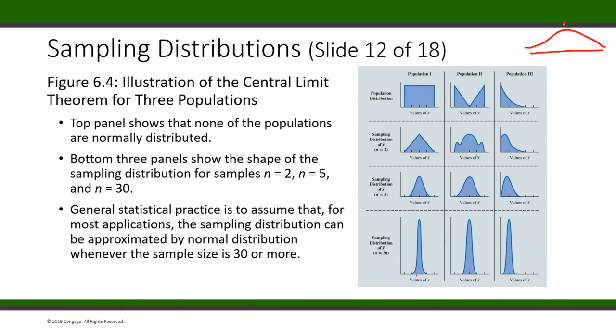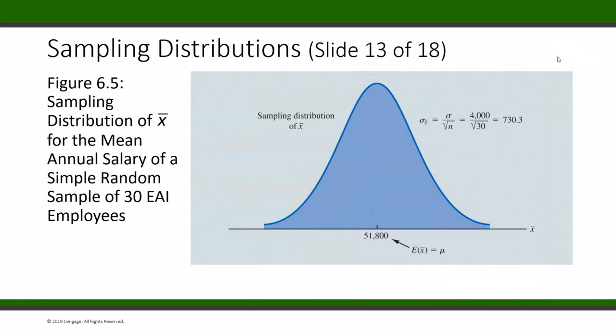So if the shape is like this, we know how many people are in this region and how many are in this region, and what the 80% of the population will be here. We already know this, and we will talk about this more. Here you should understand the sampling distribution of X bar. The average comes out to 51,800. It is equal to the true population mean, 51,800.